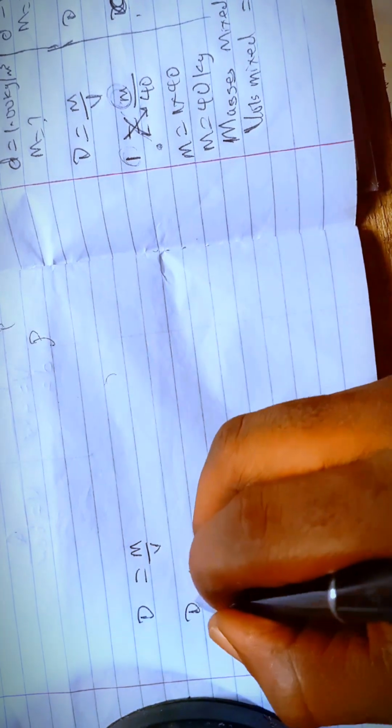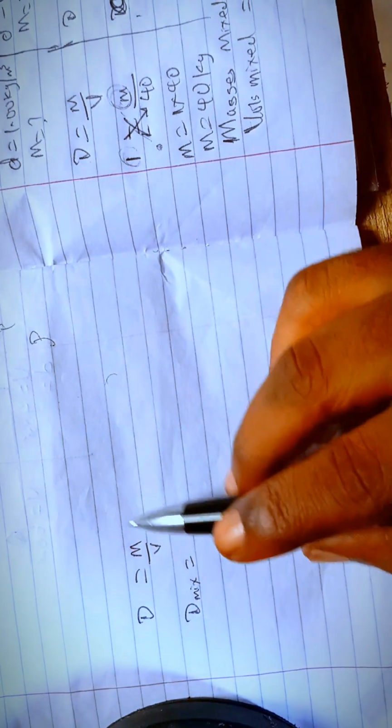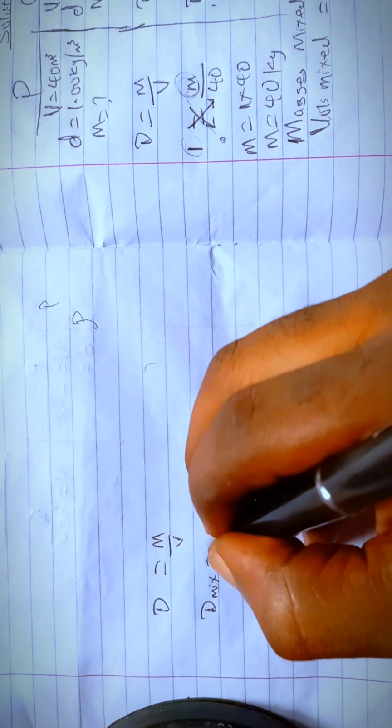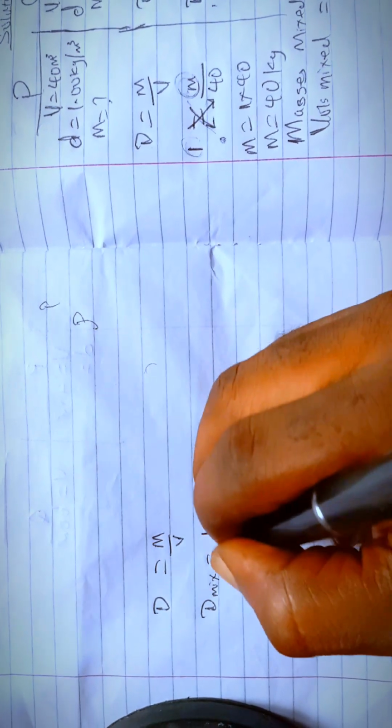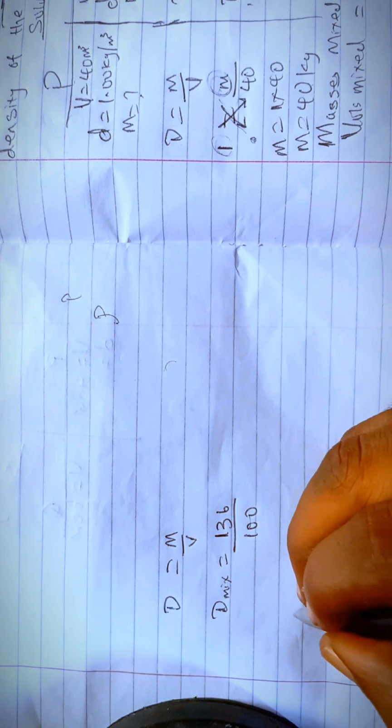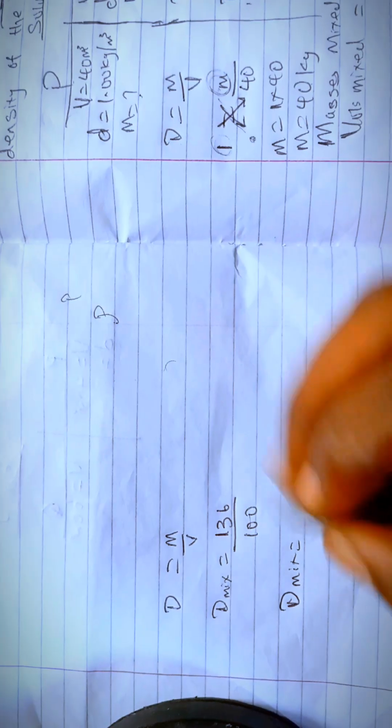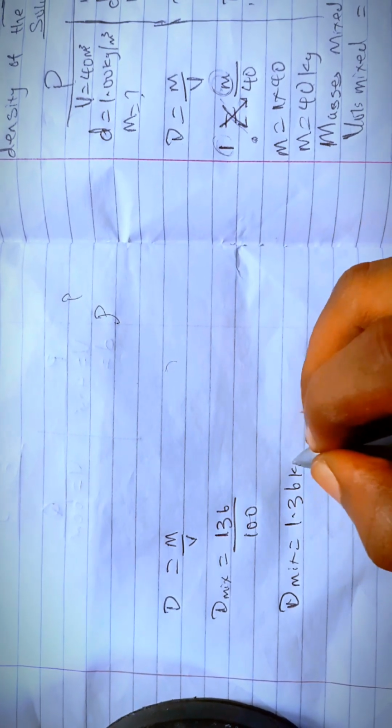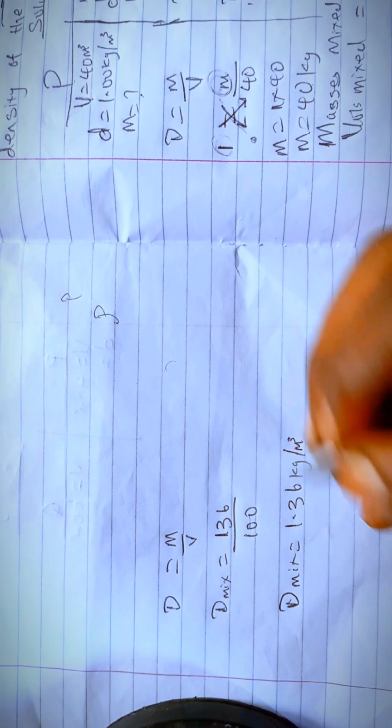So density mixture is equal to, what was the mass mixture? The mass mixture, don't forget, was 136. That was when we added 40 and 96 together. That is the mass mixture, 136, all over, what is the volume mixture? The volume mixture is 100. So 136 divided by 100 gives us 1.36 kilogram per meter cube. So density mixture is 1.36 kilogram per meter cube. So guys, this is how to solve questions on density mixture.